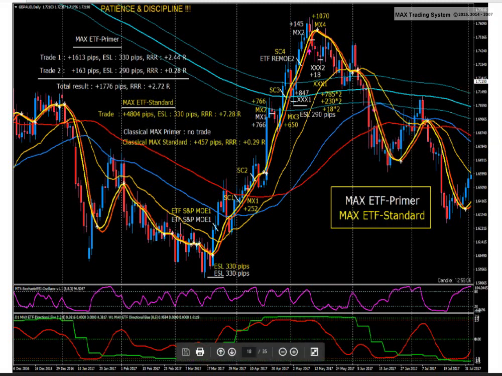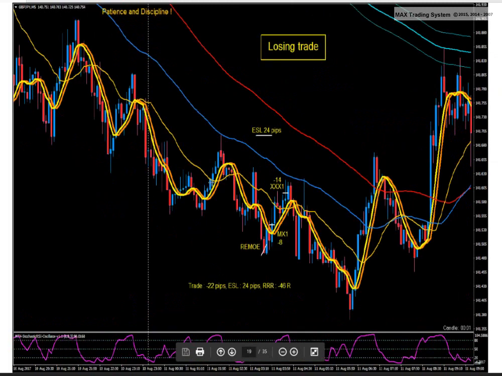So, of course, we don't have 100% winning trades. We have losing trades. The main feature of the max, because we pay attention to the trade risk management, is that whenever we have a losing trade, the loss will always be small. Let me show you a typical example of a losing trade here.